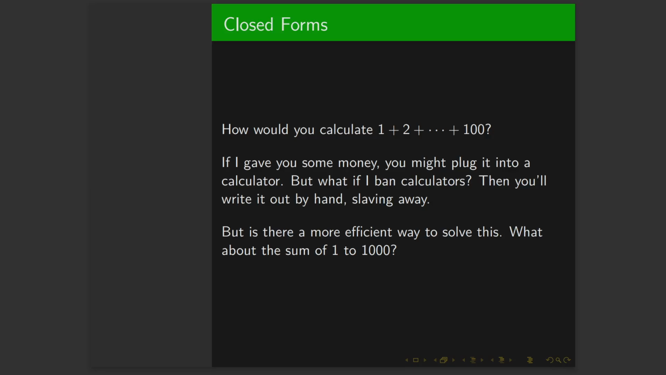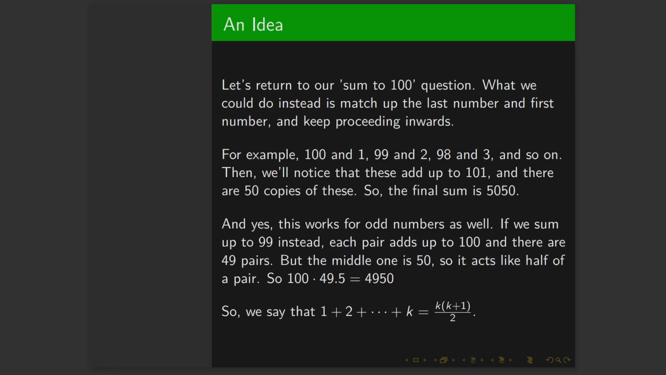But what if I ban calculators? No calculators, no computers, no nothing. And you have to sum up to 1000 instead. Then you're like, oh man, this is not gonna work. But maybe some of you notice this very interesting thing. We can match up numbers. So let's look at the case of summing up to 100.